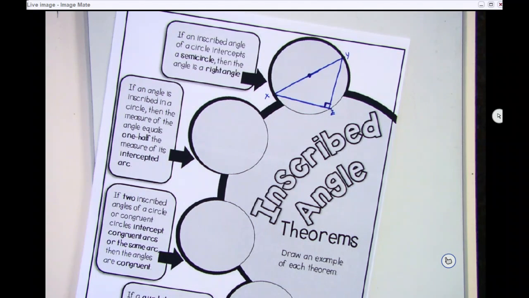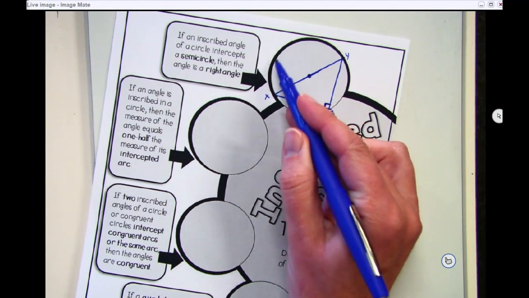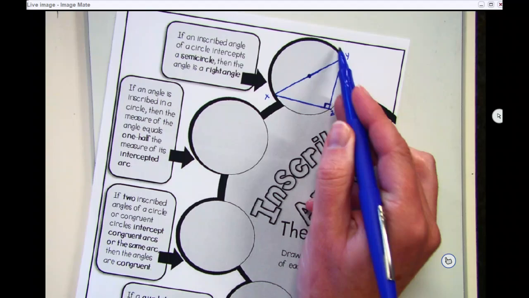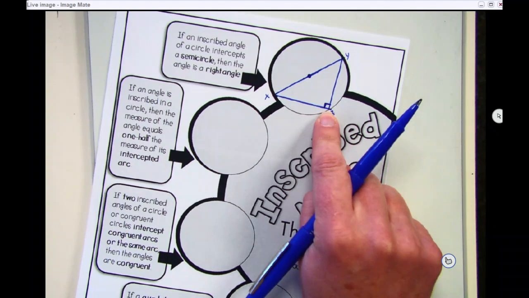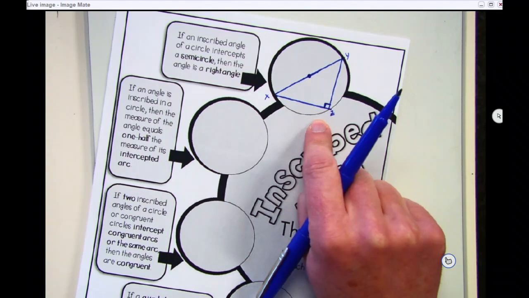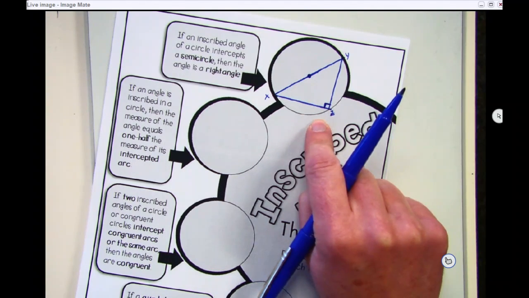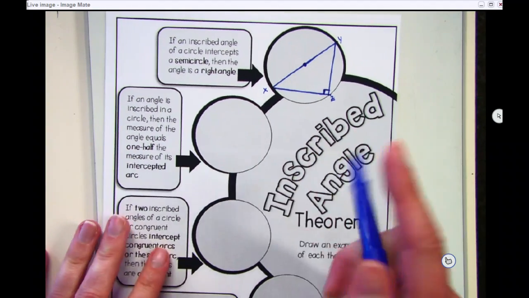So, as you're drawing that, I want to ask you a question. What is the measure of this arc? Right here, it's half a circle, 180. And the inscribed angle is 90. How are those related? It's exactly half. So you've actually just derived this next theorem that we're going to talk about.